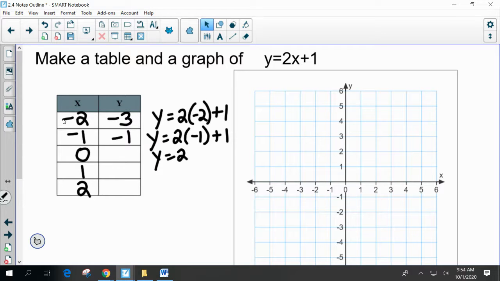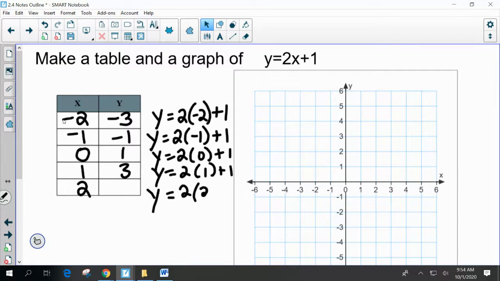Y equals 2 times 0 plus 1. 1. Y equals 2 times 1 plus 1. 3. And y equals 2 times 2 plus 1. It's 5. Okay. So then we're going to graph these.